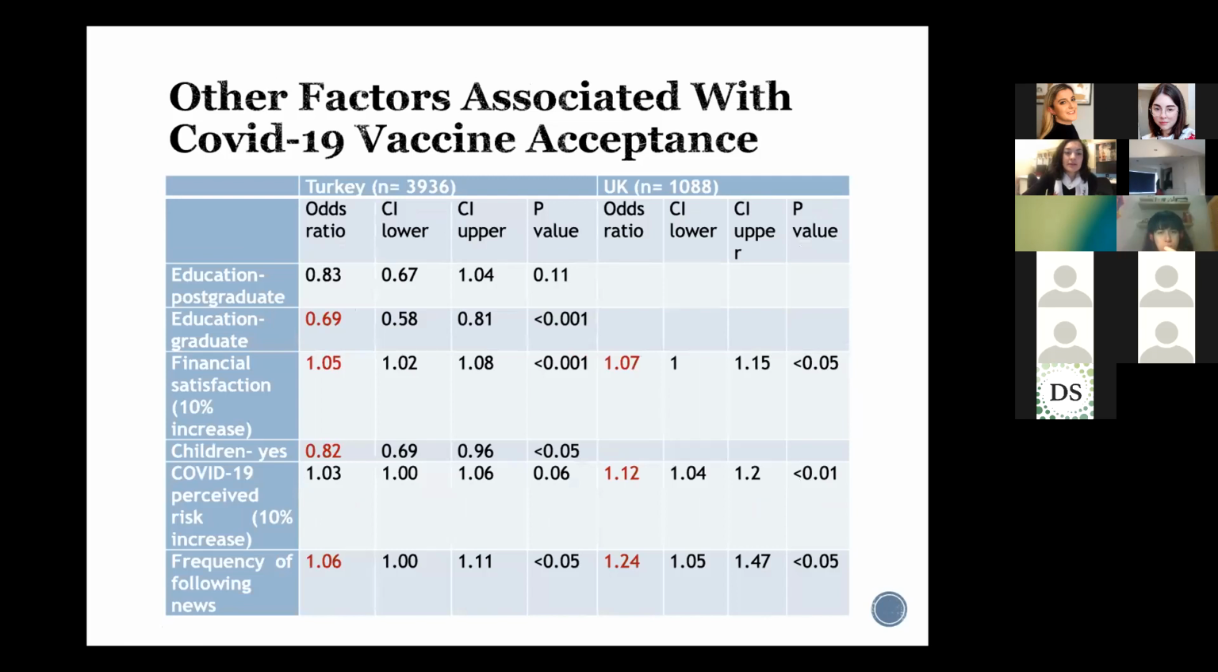There were other factors which had significant effects, but the effect sizes were not that great. Interestingly, in Turkey, people who had undergraduate degrees were less likely to accept COVID-19 vaccination compared to people who didn't have an undergraduate degree. So education had a reverse effect, and financial satisfaction also increased vaccine acceptance.